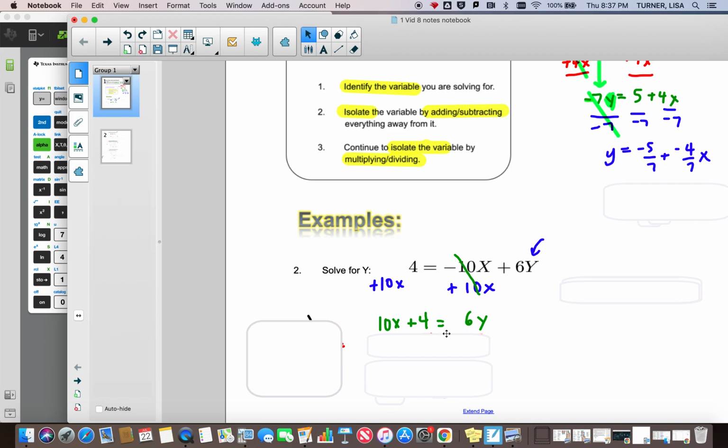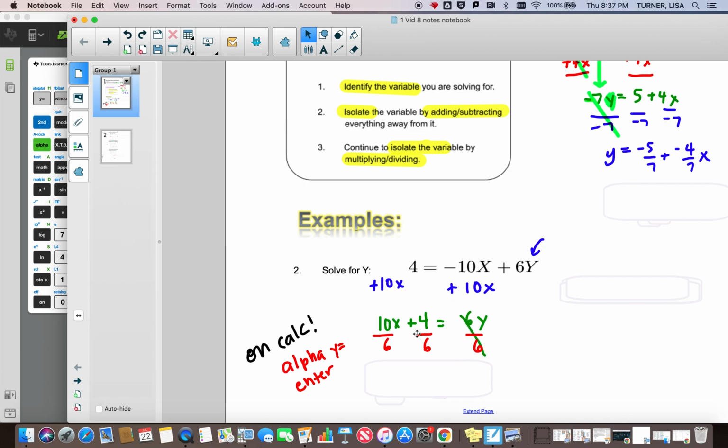And now I need to divide everything by 6, all right? Now this is where I want you to pick up your calculator with me, all right? And I need to make sure that this gets reduced correctly. And so I'm going to reduce each fraction here. I know that this cancels out, 6 divided by 6, and my y is going to be by itself.